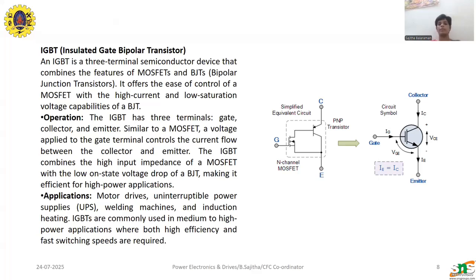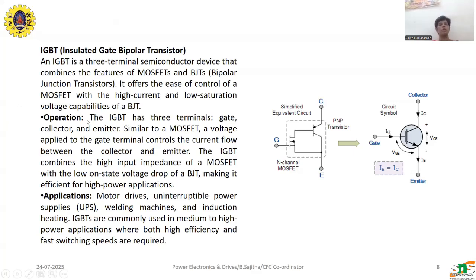This IGBT can be simplified and given as a single circuit symbol like this, where the gate is the gate of the MOSFET, and then you have a collector and an emitter, which are taken from the BJT, that is, from that of an NPN transistor. The voltage between gate and emitter is given as VGE, the voltage between collector and emitter is given as VCE, and the current flowing through the gate is given as IG. That is what is represented in the circuit symbol.